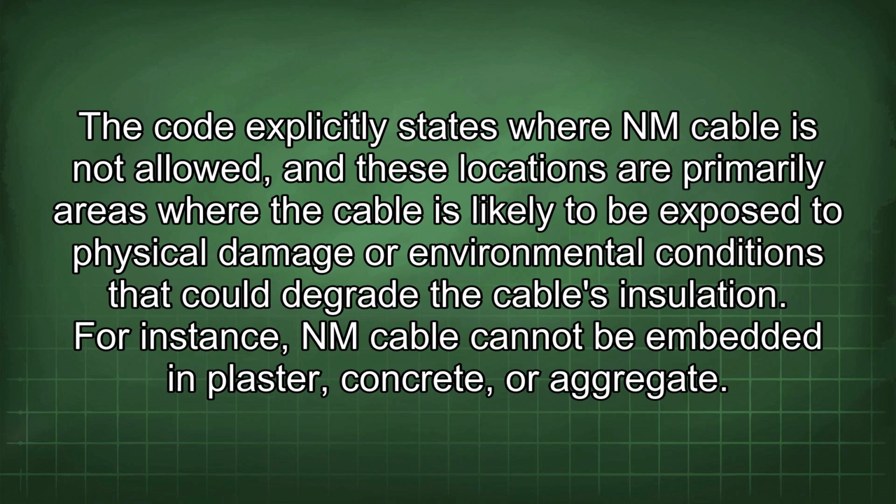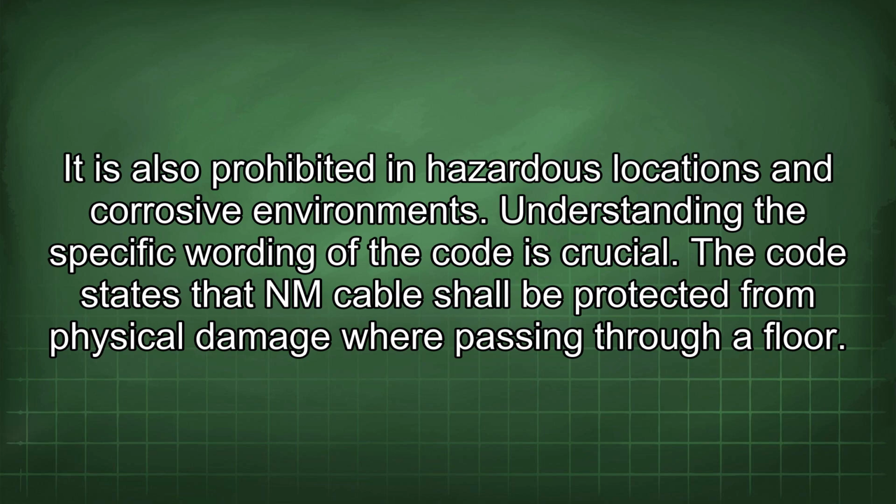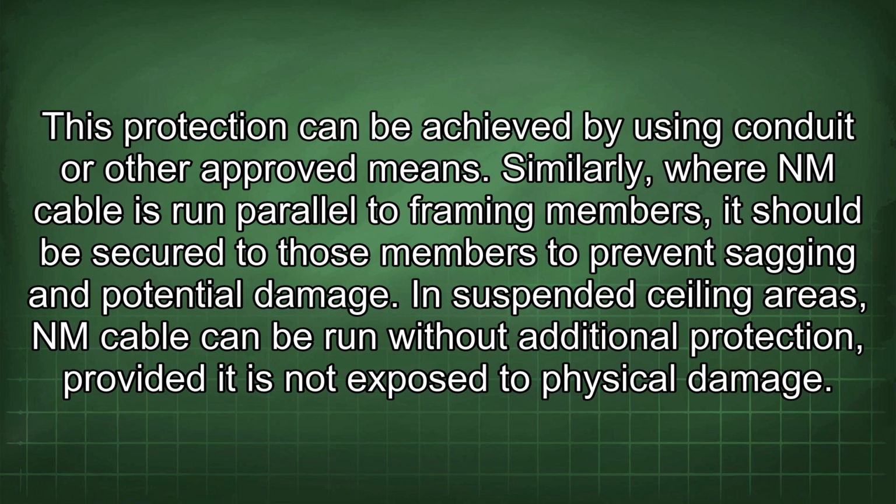For instance, NM cable cannot be embedded in plaster, concrete, or aggregate. It is also prohibited in hazardous locations and corrosive environments. Understanding the specific wording of the code is crucial. The code states that NM cable shall be protected from physical damage where passing through a floor. This protection can be achieved by using conduit or other approved means.